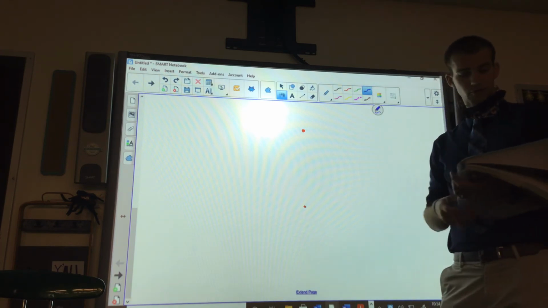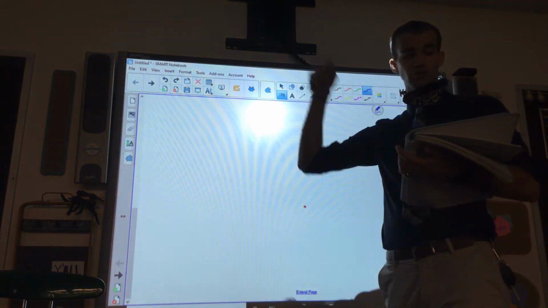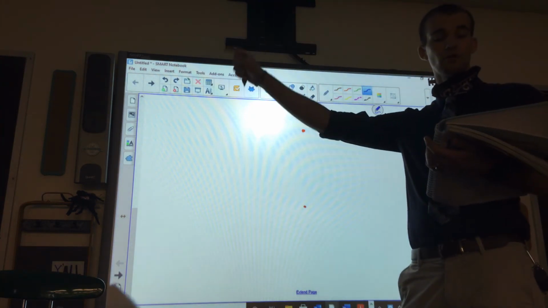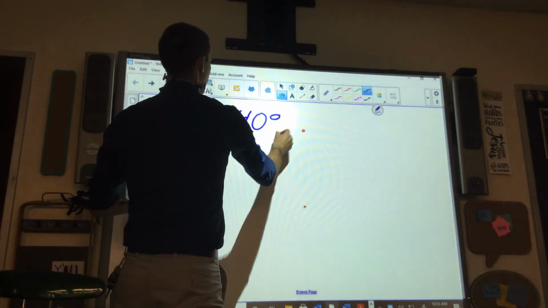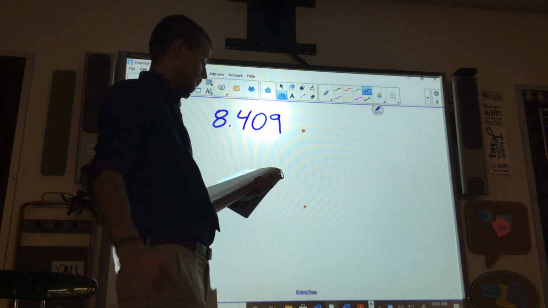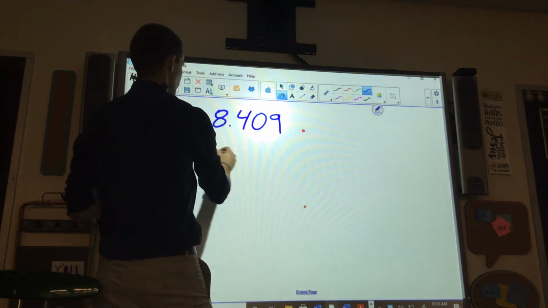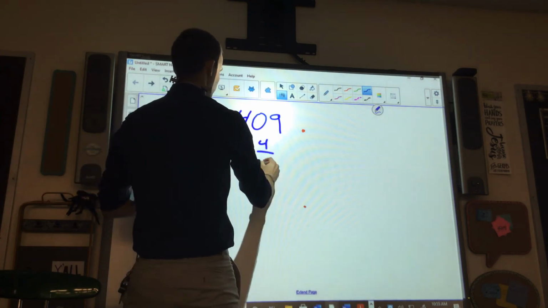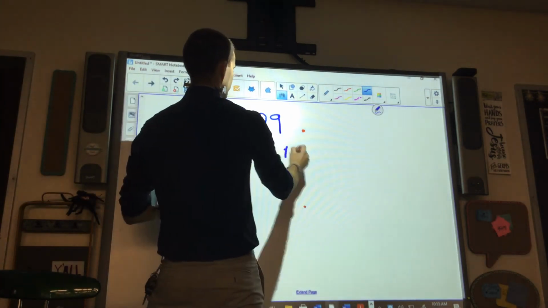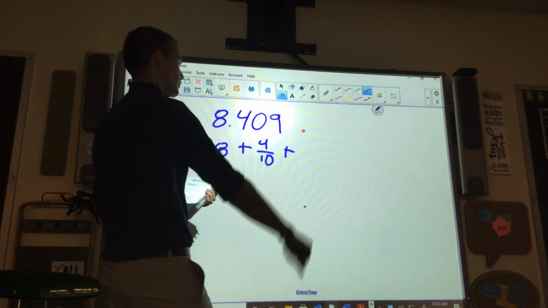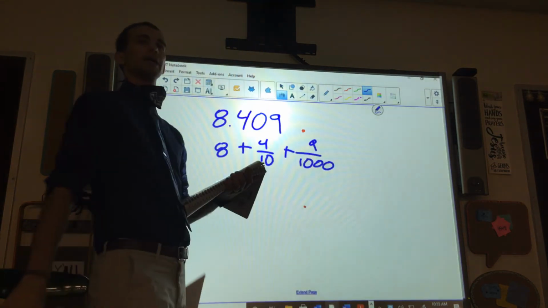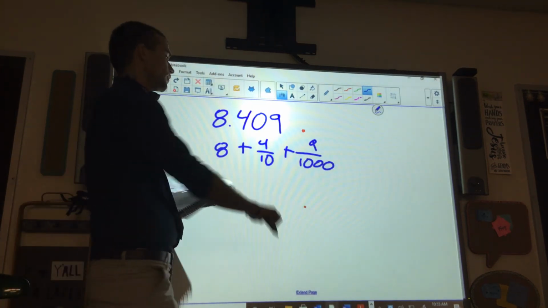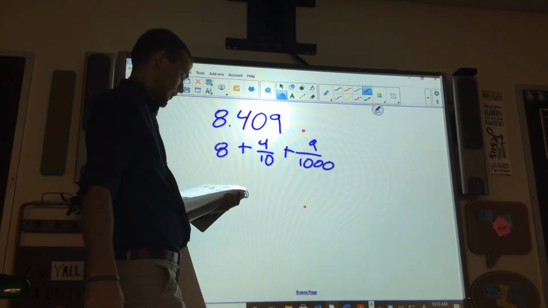The next thing, top of page 13: writing decimals in expanded form to show the values of digits. So if they've got 8.409, or 8 and 409 thousandths, all we're doing here is expanding it out. So you write 8 plus 4 tenths plus, is there anything in the hundredths spot? Nope, so we don't do anything there. Plus 9 thousandths. So you're just expanding it out like regular expanded form, but including fractions here as well.